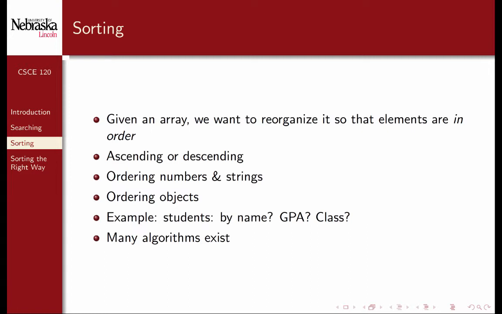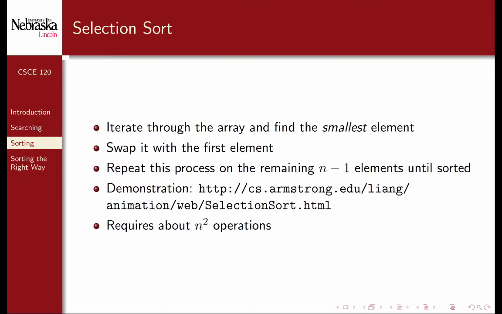There are dozens of sorting algorithms. We'll only take a look at one and focus mostly on how to sort properly in JavaScript. Selection sort is a very simple sorting algorithm that works as follows. First, you iterate through the array and find the smallest element. Once you've found the smallest element, you swap it with the first element in the array. Now the smallest element is sorted. It's where it belongs. So you repeat this process on the remaining n-1 elements until it's sorted.